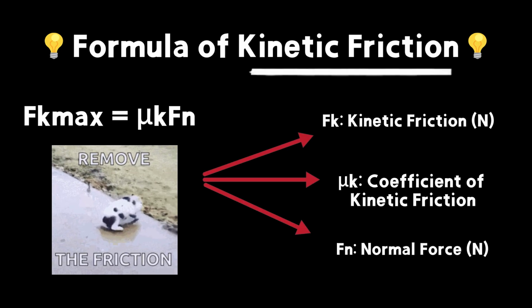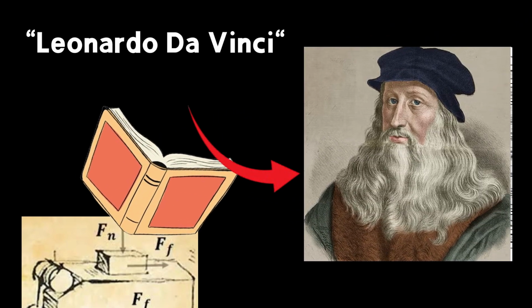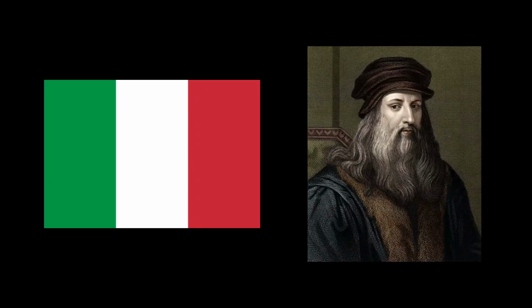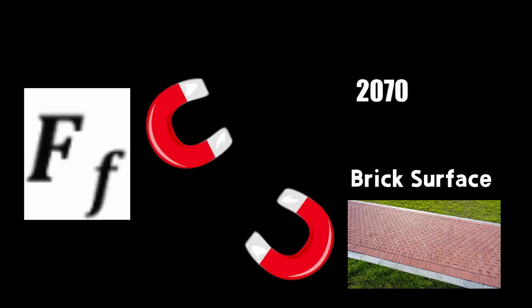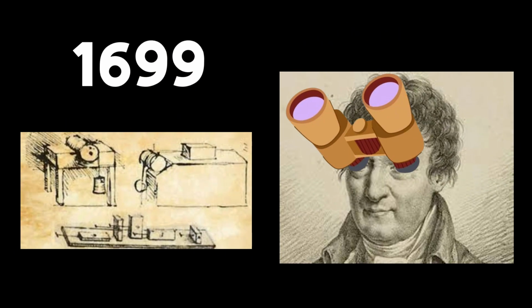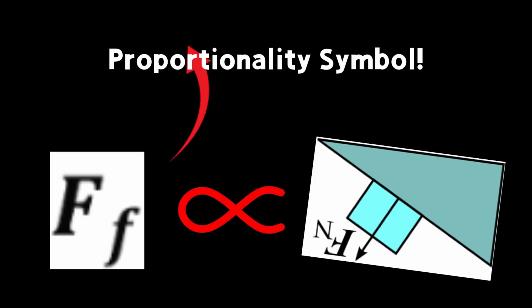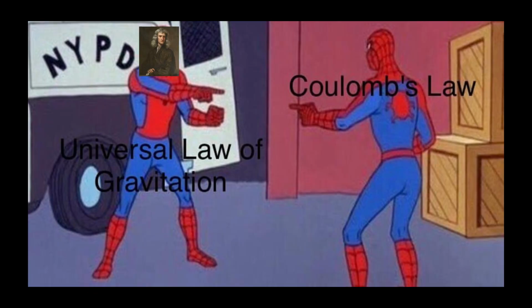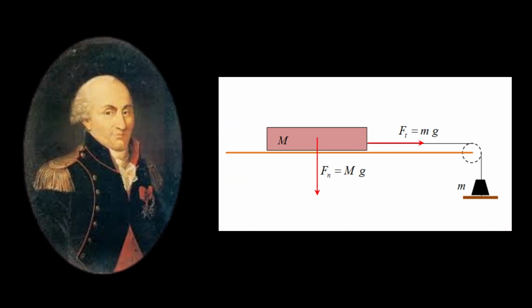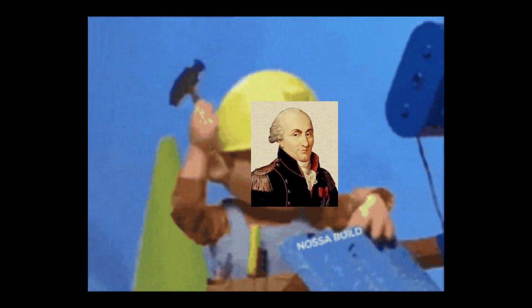Friction was first studied by Leonardo da Vinci, an Italian polymath, artist, and engineer, who observed in the 1400s that friction depends on the weight of an object and not the contact area. Later, Guillaume Amontons, a French physicist, rediscovered the laws in 1699 and showed that friction is proportional to the normal force, forming what we now call Amontons' law. Finally, Charles-Augustin de Coulomb, a French physicist and engineer, expanded the work by distinguishing static and kinetic friction and developing the famous equation as we know it today, F = μN.